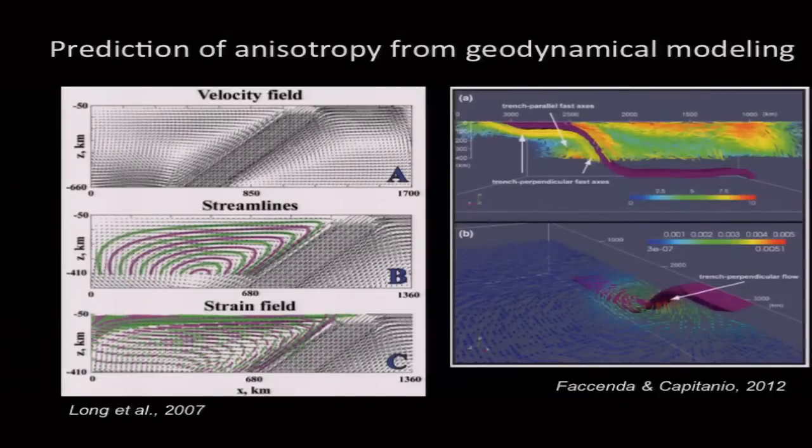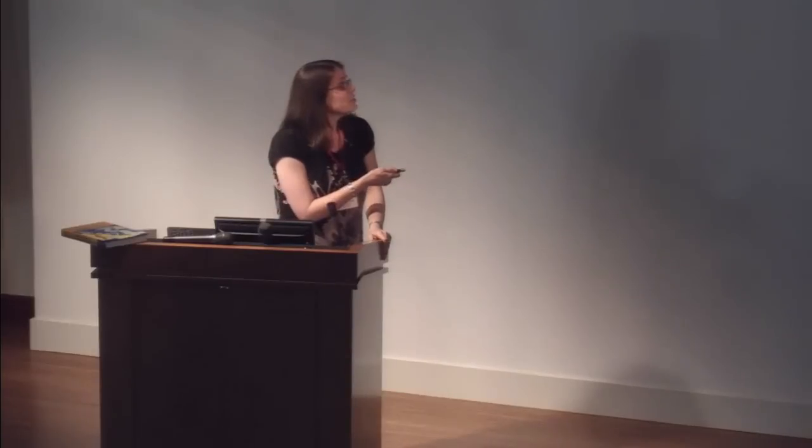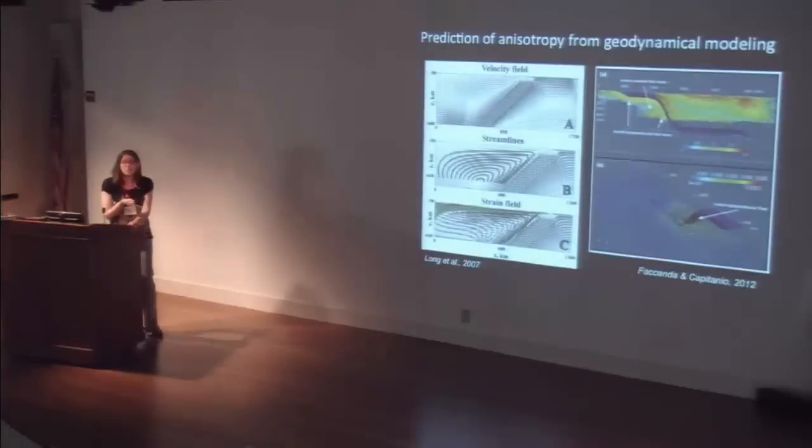I don't have time to go into a lot of detail about the geodynamical modeling aspect of this, but a very nice thing that we can do, and I think a very fruitful area of research for those of us who care about anisotropy, is to compare the predictions of geodynamical models with observations of anisotropy. You can do this on a global scale, or on a more regional scale. These are just two examples of models designed to study anisotropy in a subduction zone. These are kind of two end members.